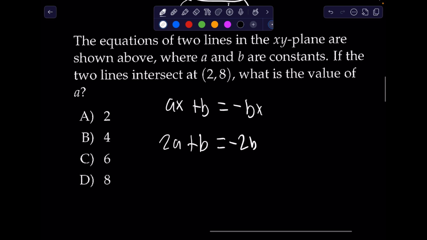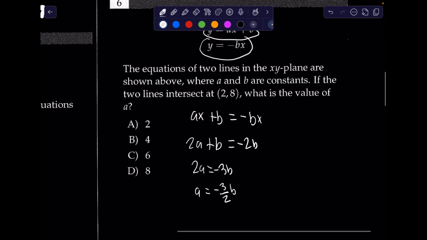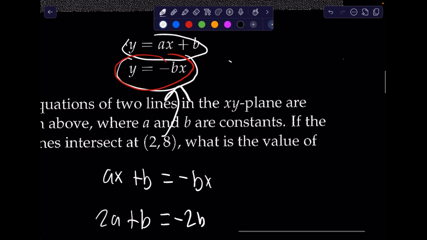And then we can bring this b to the other side. It's 2a equals negative 3b. And then to solve for a, it'd be a equals negative 3 over 2 times b, right? But we still need to find what our b equals. And so for that, we can use this equation right here. And we plug in our x and our y value. So 8 equals negative 2b, and b equals negative 4.